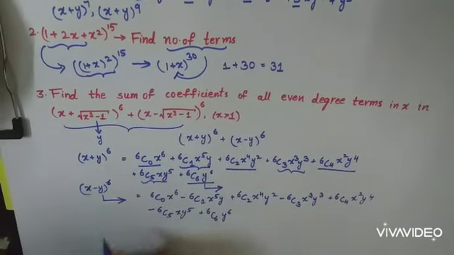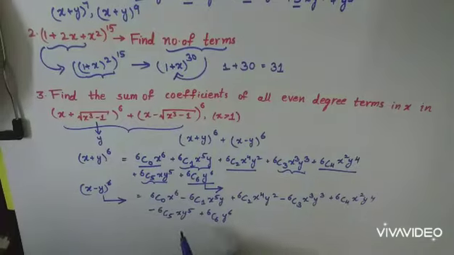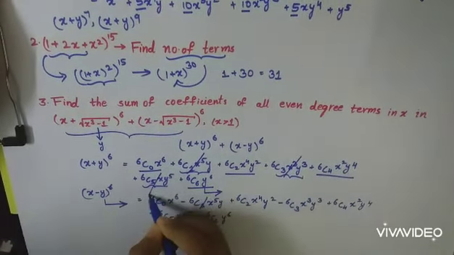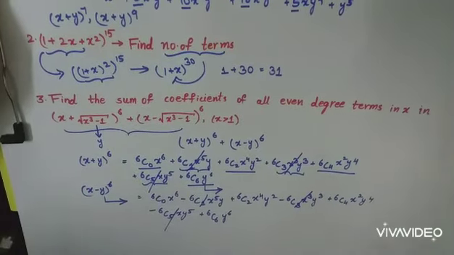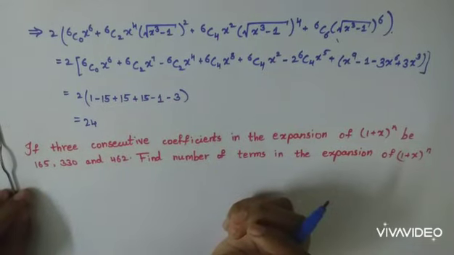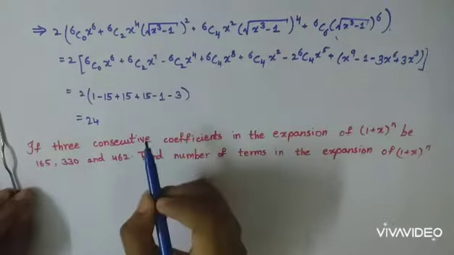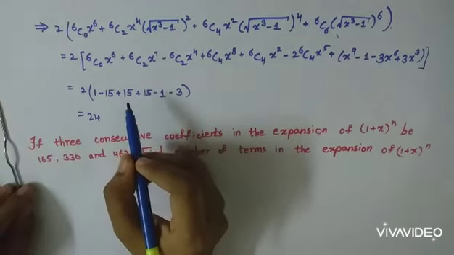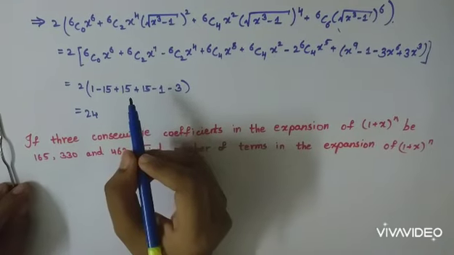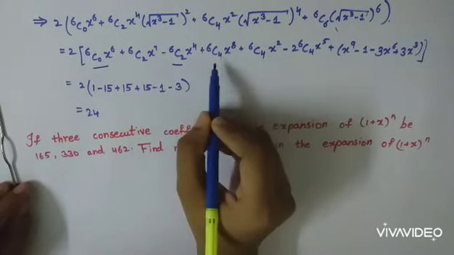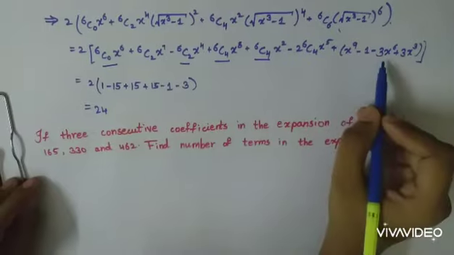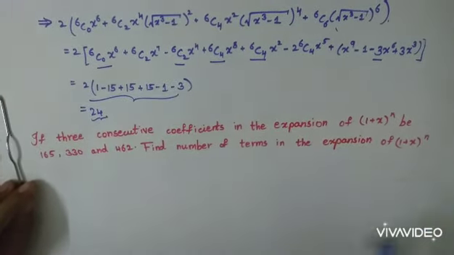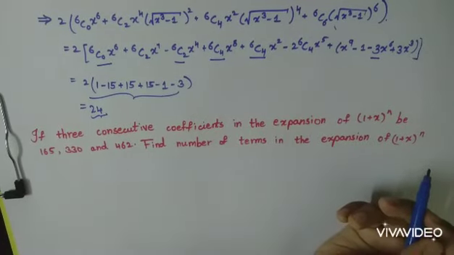If we add these two expressions, half of the terms get cancelled. If we simplify the expression further, we get this one. Since we need the sum of coefficients of all even degree terms, if we consider only those, we get the answer as 24. Now let us go to the next question.